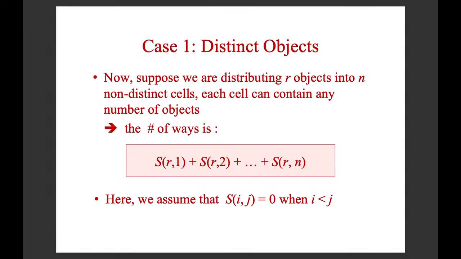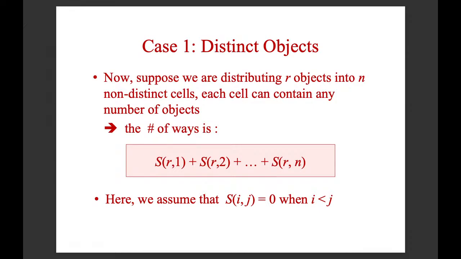Okay, now, if you want to look at a little bit more complicated case, this time we are supposing that we have r objects in total, and then we want to put them into non-distinct cells, but let's say we don't have any restriction on the number of items in the cells. So previously, we restricted that each cell must have at least one item. But here, it can contain 0.